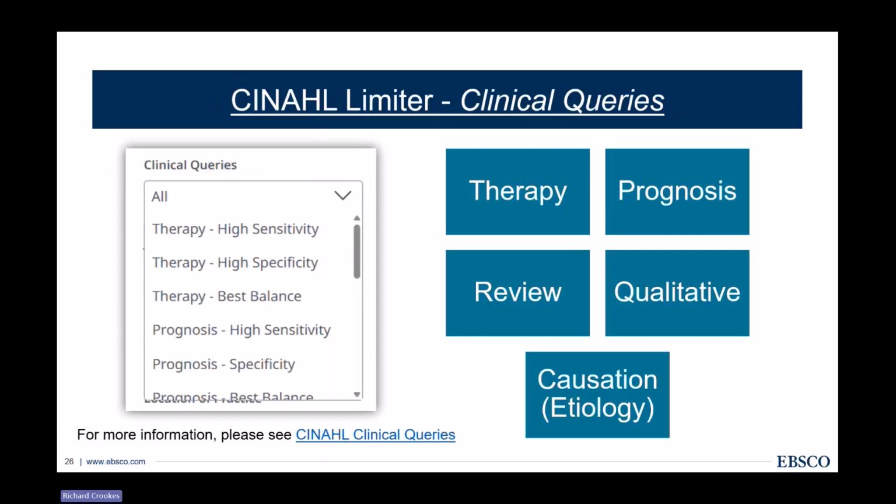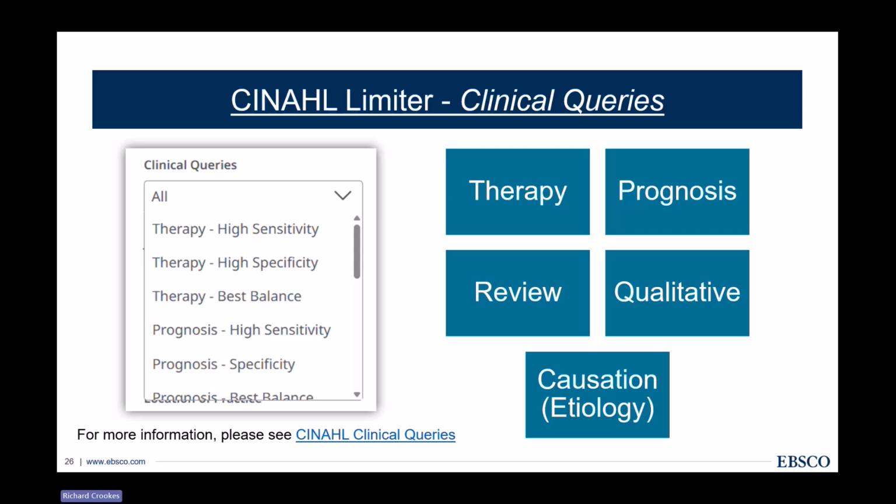Then we have the clinical queries filters. So these can be applied also from the default landing page. So for CINAHL, we have these 5 research areas: therapy, prognosis, review, qualitative, and causation. And for each of these 5 research areas, there are 3 strategies. So you see here on the left there, the high sensitivity, which is the broadest search, high specificity, the most targeted search, and then the best balance between the 2.